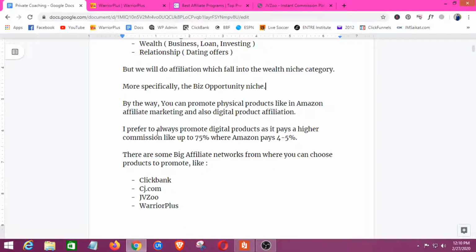But I prefer to always promote digital products, always, as it pays a higher commission, like up to 75%, where Amazon pays just 4 to 5% commission. Because digital products creation costs nothing, the vendors or creators can give you more commissions. But in the case of physical products, the commission range is always small.